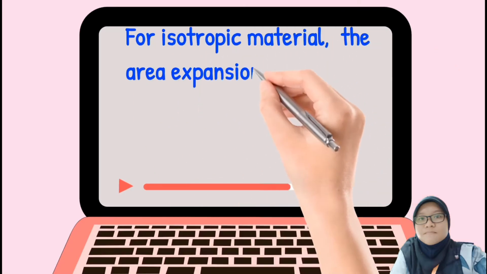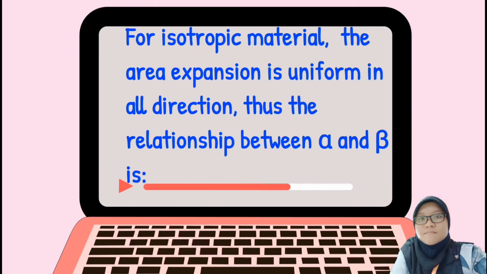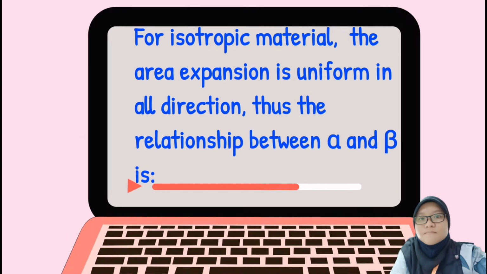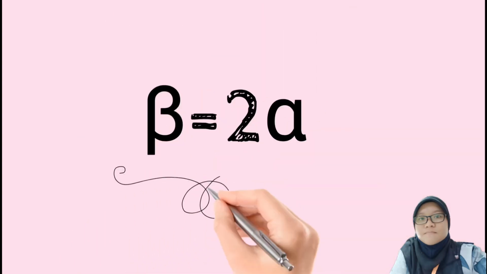For isotropic material, the area expansion is uniform in all directions. Thus, the relationship between alpha and beta is beta equals 2 alpha.